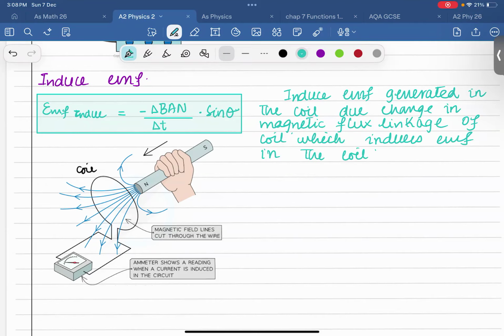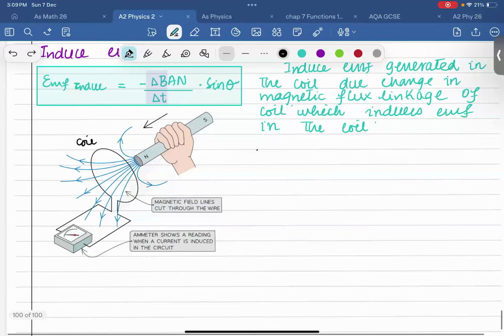That's it. So if you want to draw the graph for the induced EMF and the magnetic field, now you can see that the magnetic field B over t, right? So you have the rate of change of magnetic field giving you the EMF induced, right?